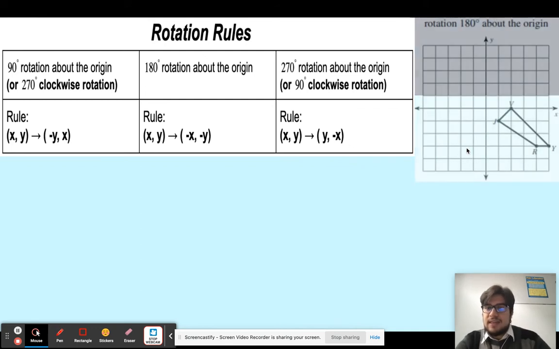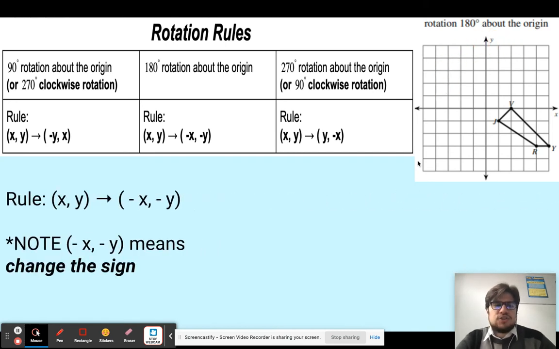And let's look at an example of that. A 180 degree rotation about the origin. So we're going to turn this all the way from here all the way across to the next step. So the rule is x comma y to negative x comma negative y. Keep in mind here, we're not saying that the signs are going to have to be negative. We're just saying that whatever that x value was, we're going to change that sign. Okay, so we might start off with some negative values. Our x and our y value might both be negative. But here, when we do a 180 degree rotation, we simply mean change the sign of whatever the original point was.